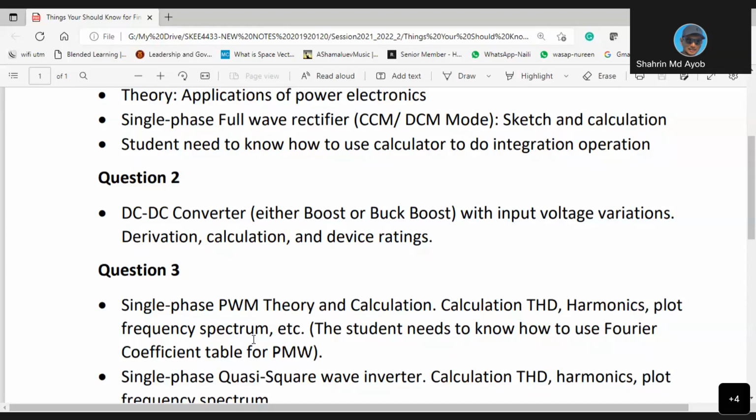And also the device rating. For example, if you choose to use MOSFET for the DC-DC converter circuit, then what is the rating? What is the voltage rating? What is the current rating? Okay, so question number 2 is one question only, which is, I don't know, either boost or buck boost. But I think maybe boost lah. I think boost lah. Boost, tak ingat lah. Rasa boost.